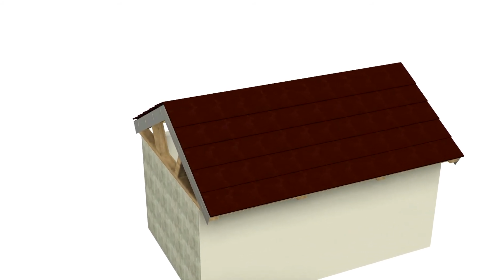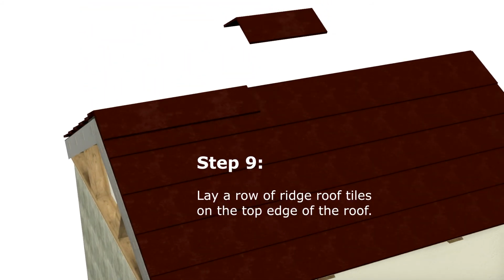Step 9. Lay a row of ridge roof tiles on the top edge of the roof.